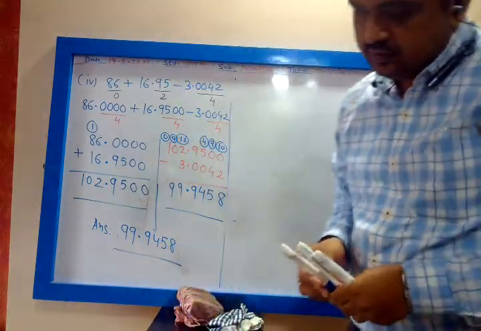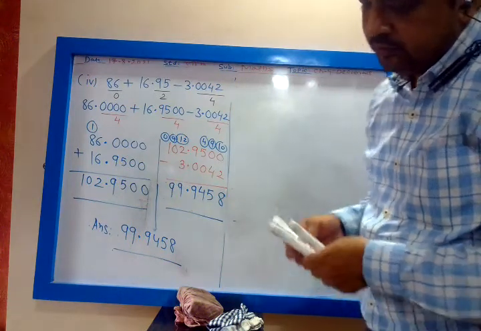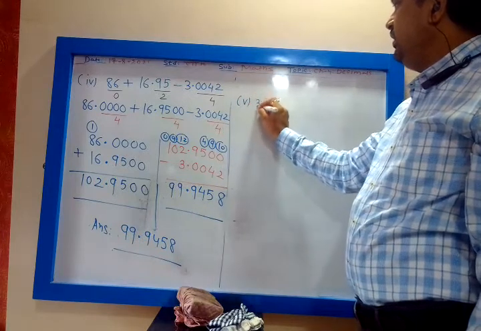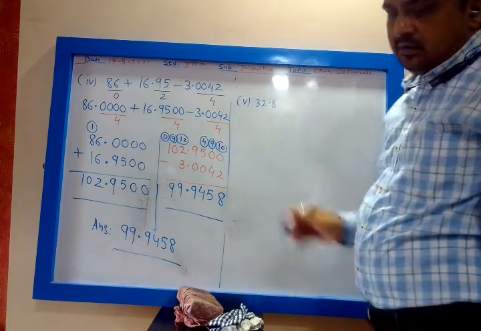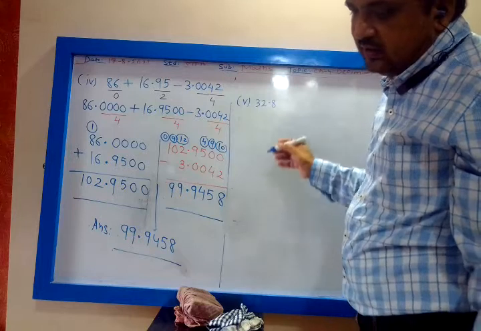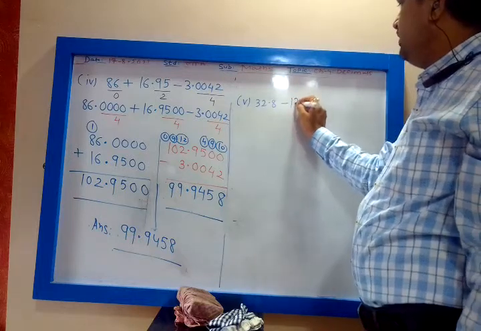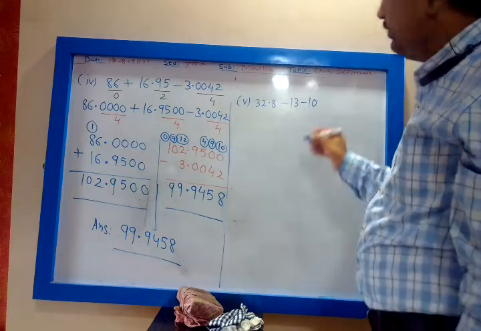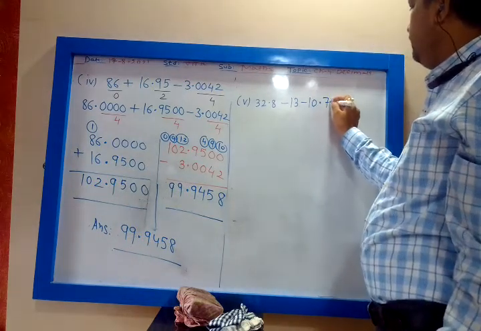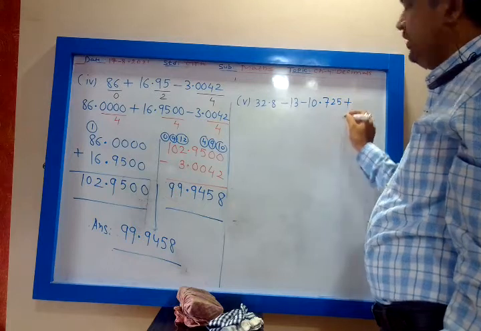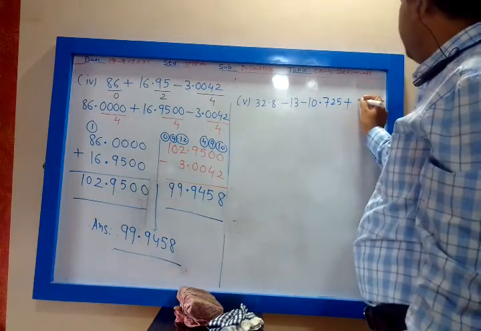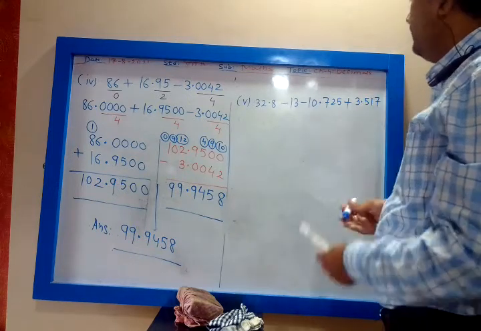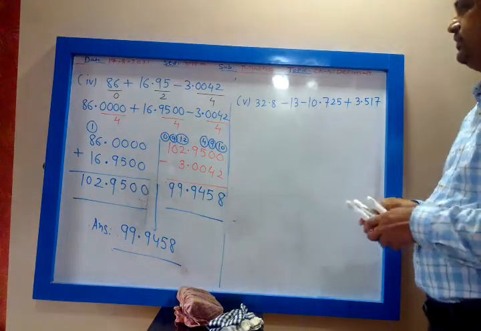Then fifth one: 32.8 minus 13 minus 10.725 plus 3.517. This is 4 numbers. So let me do this.